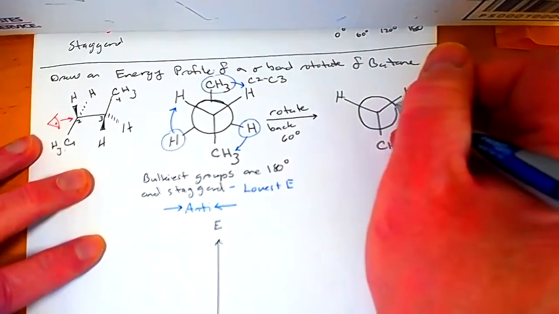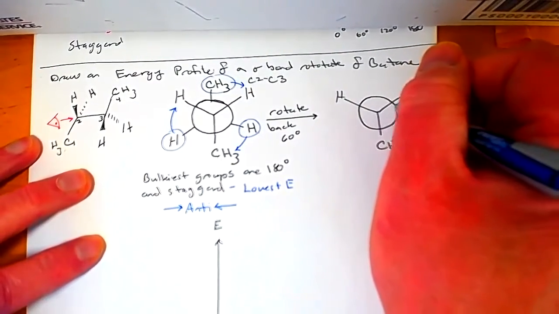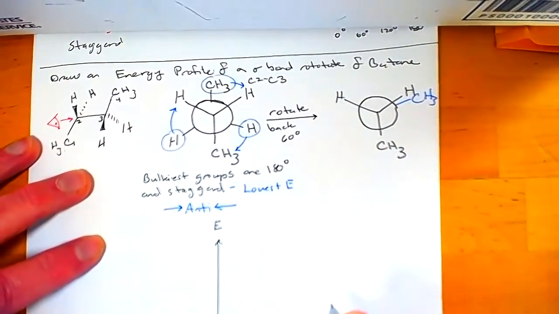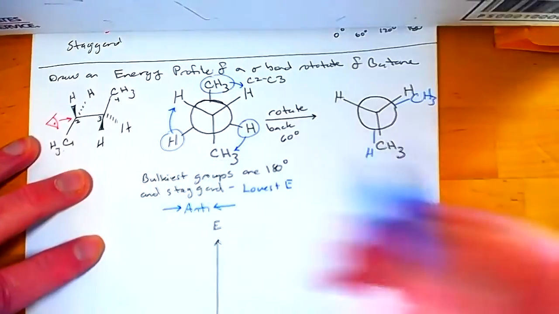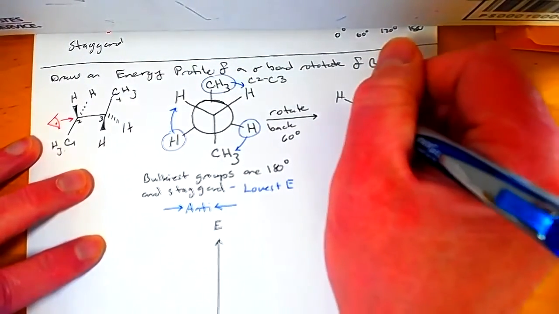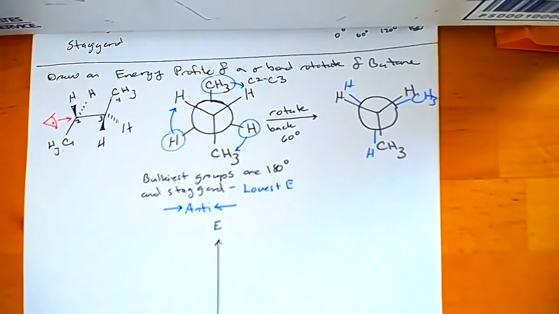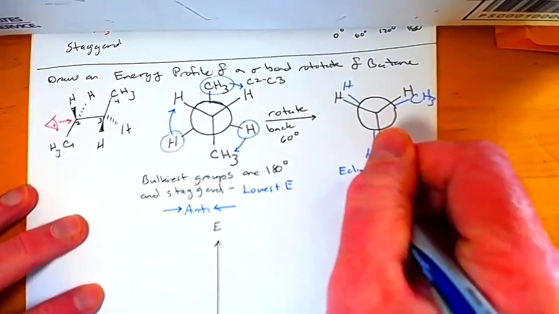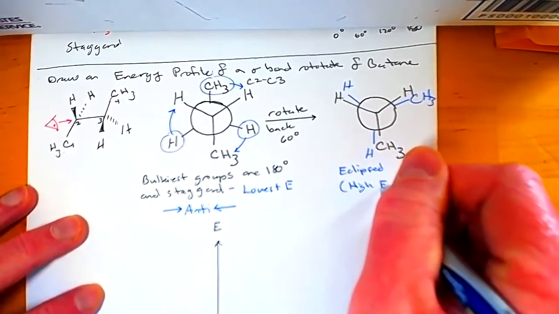60 degrees around. So that means what you're going to have is, well, there's going to be a CH3 group that's going to be eclipsing this hydrogen. Okay, there's going to be a hydrogen now that's going to be eclipsing that CH3. And there's going to be a hydrogen now that's going to be eclipsing this hydrogen. Okay, now again, everything there is eclipsed. Okay, and that's going to be a high energy point.